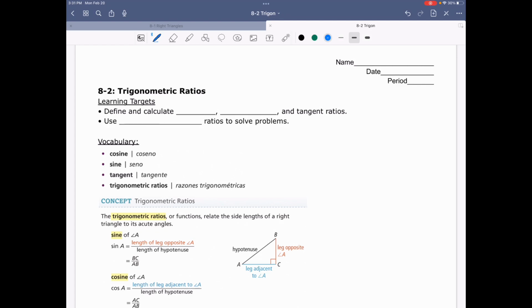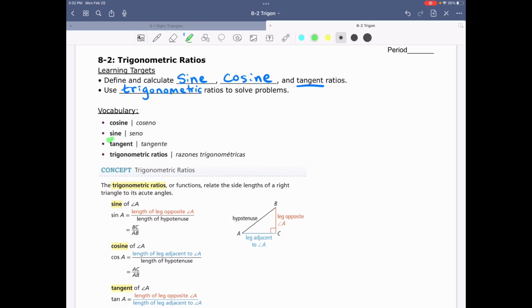Our learning target for today is that we will define and calculate sine, cosine, and tangent ratios, which you need calculators for. You need the scientific calculators, and the big graphing calculators we have will work for this. Then we're going to use trigonometric ratios to solve problems.